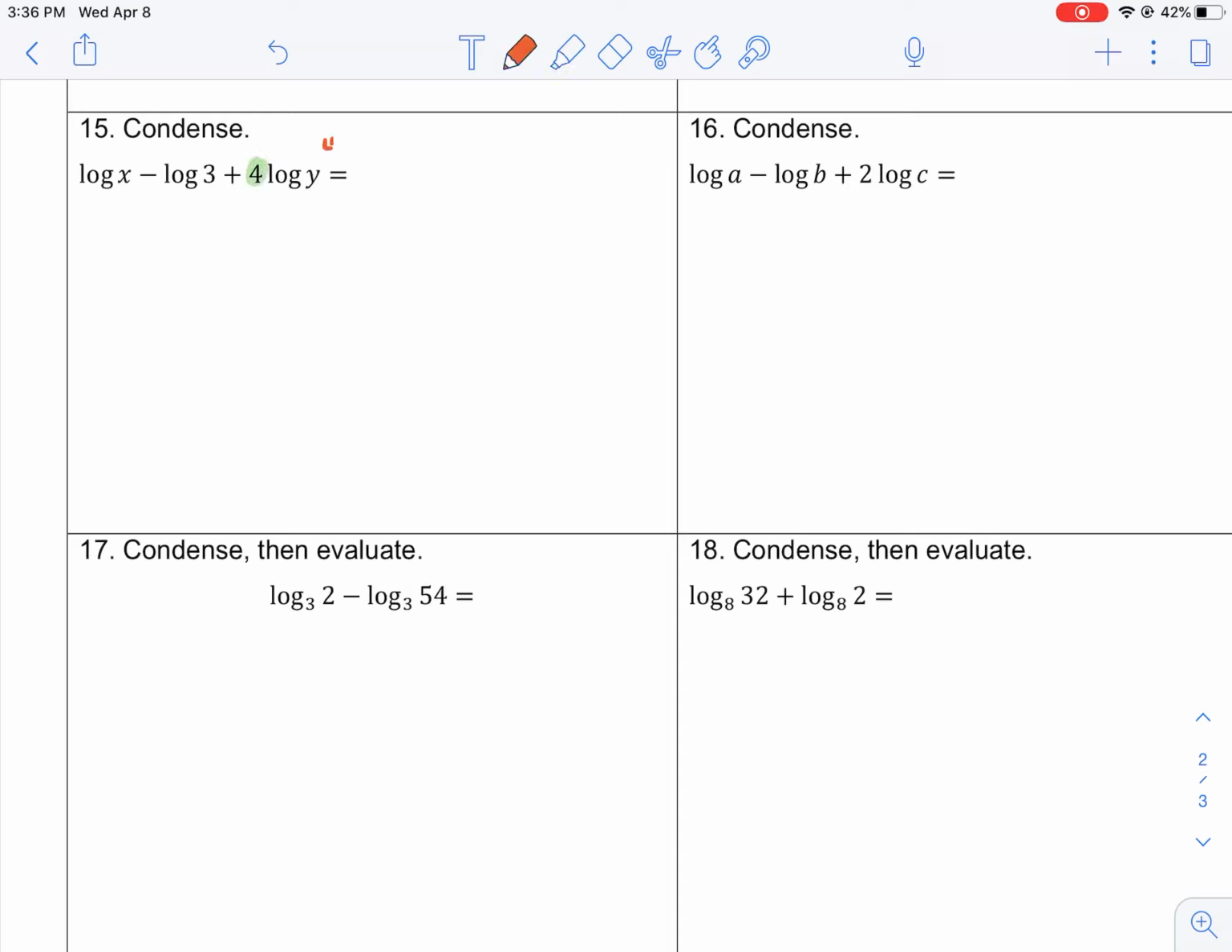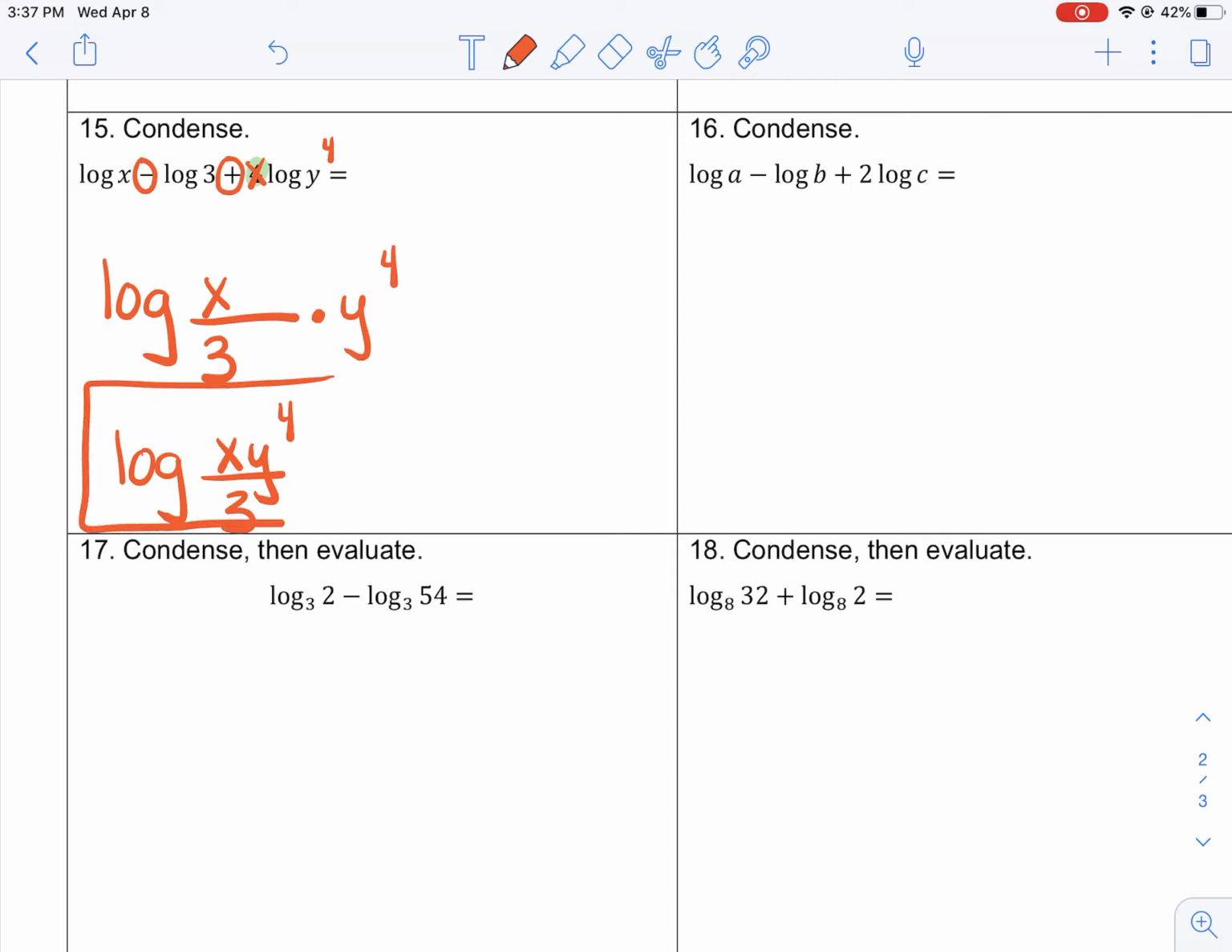Okay, so the next one, I see I have a 4 here, so I'm going to put that on top and make that y to the 4th. All right, now I'm only allowed to write the word log one time. Now the x starts on the top. The 3 has a minus sign in front of it, so that's going to go on the bottom. And then this one's a little tricky. Notice the y to the 4th has a plus sign in front of it, so that means I'm going to take this quotient, I'm going to multiply by y to the 4th. And so what happens is that y to the 4th ends up on the top. Okay, and so the trick there is that if it has a plus sign in front of it, it goes on the top, and if it has a minus sign in front of it, it goes on the bottom.